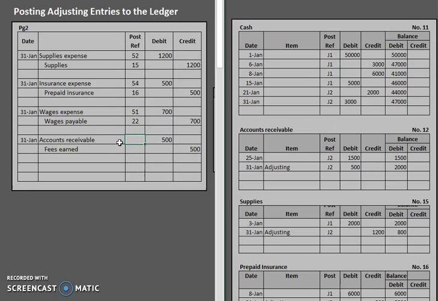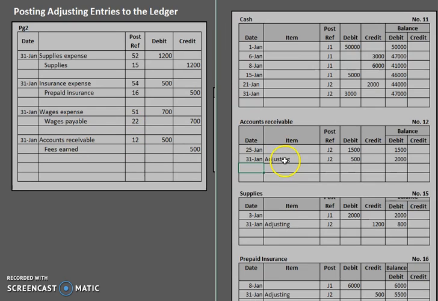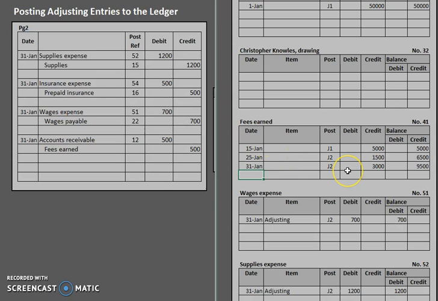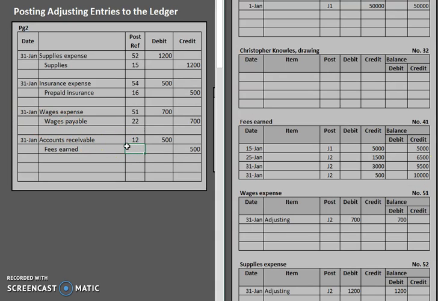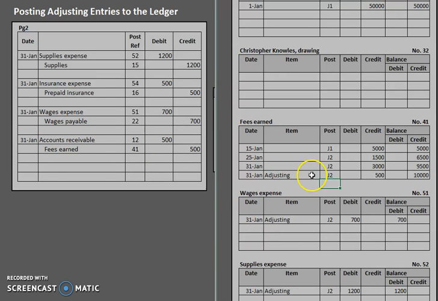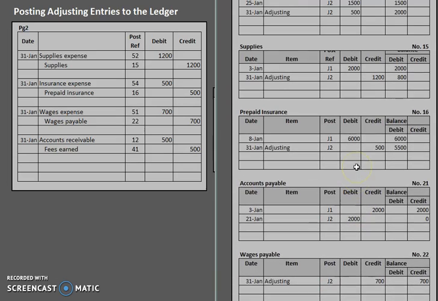Okay, last step. Fees earned. Let's scroll down to those fees earned. On January 31st, we had some additional fees earned, and that was for $500 credit. So we had $9,500 in the account. We just added $500 to that, so that gives us a $10,000 credit balance in fees earned. Account 41. So we are done posting all of those adjusting entries. Oh, actually, one second. Adjusting. There we go. So we've adjusted everything. We've posted them to the ledger.